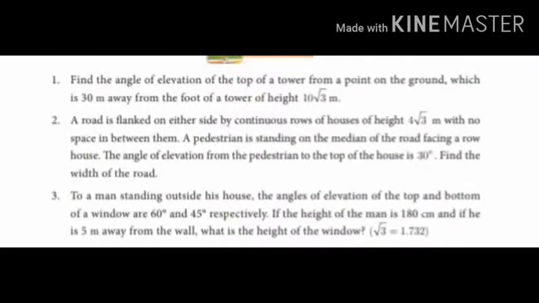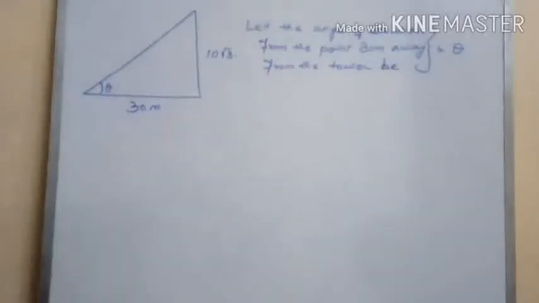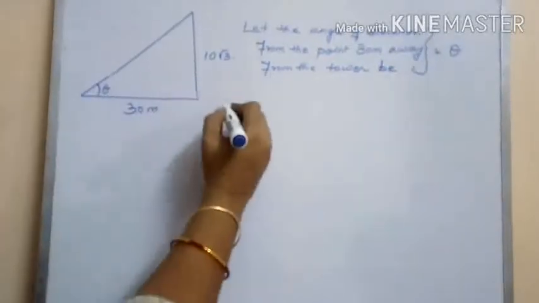Here we have a few problems, and the first of which is: find the angle of elevation of the top of a tower from a point on the ground which is 30 meters away from the foot of the tower of height 10√3 meters. All these problems are based on angle of elevation. So this is the diagram.